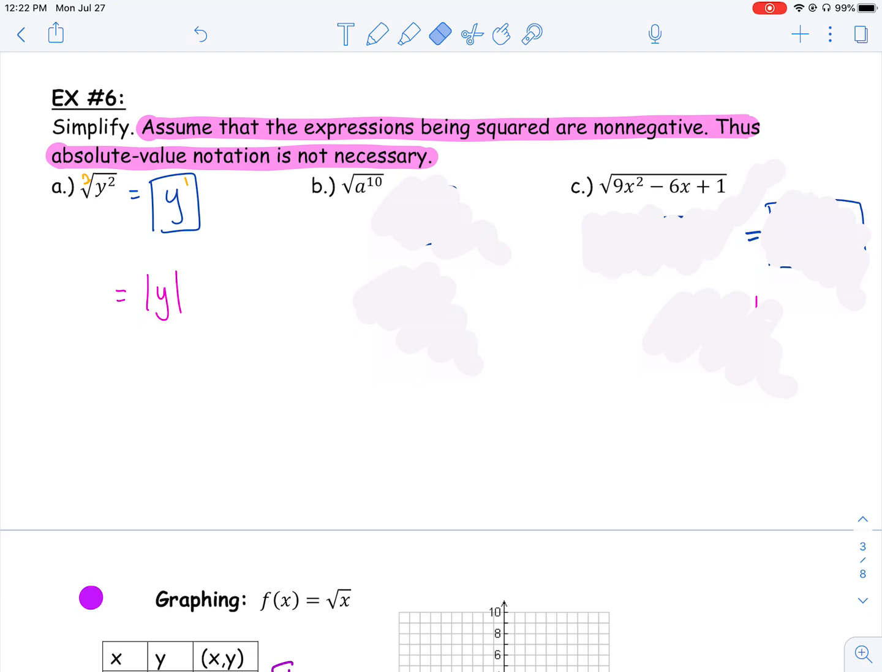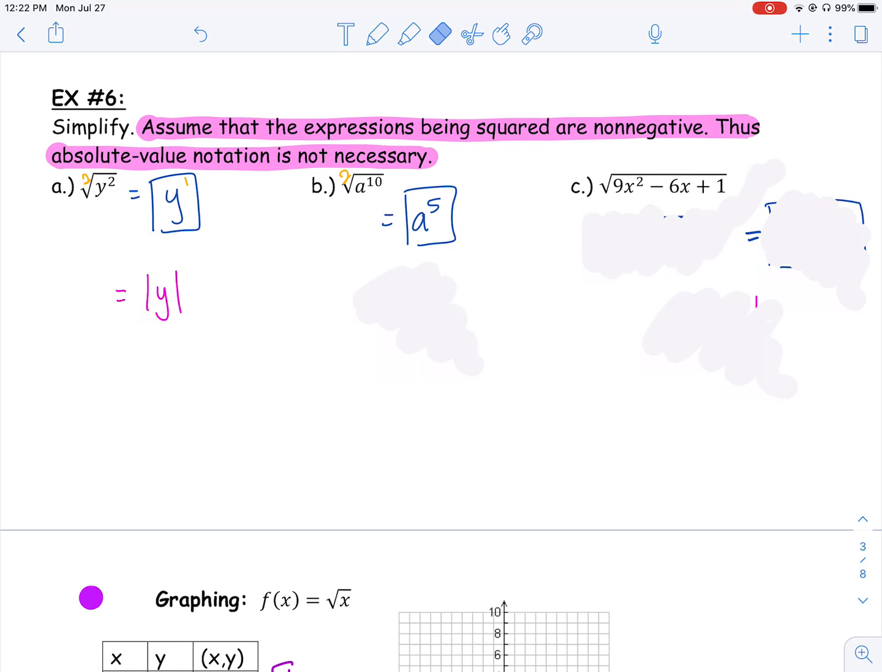All right, what about B? B says the square root of a to the 10th. Okay, what quantity times what quantity gives me a to the 10th? Has to be the same thing multiplied by itself to give me a to the 10th. Did you say a to the 5th? Now you noticed I have an even and an odd, so if I were worried, I would have needed those absolute values. But because the directions say we didn't have to worry, we could just say a to the 5th would be our final answer.